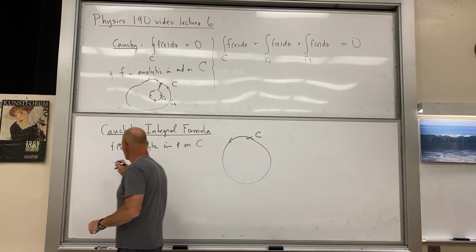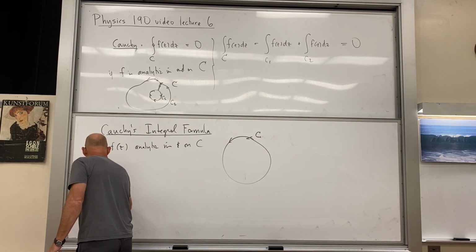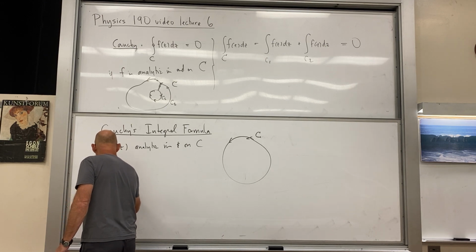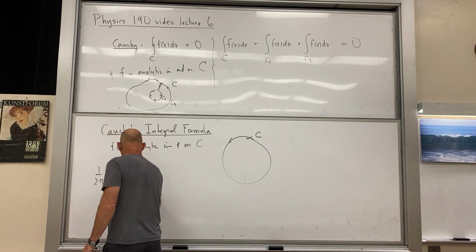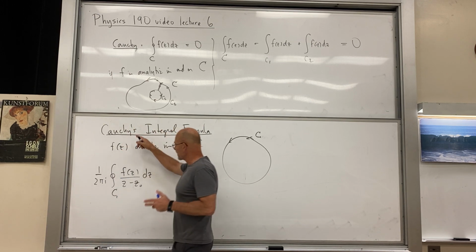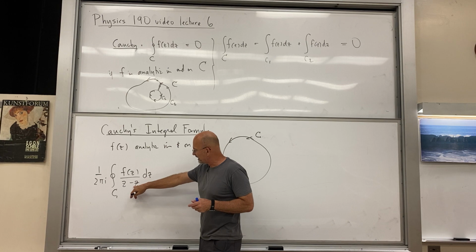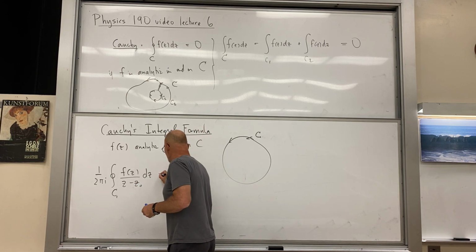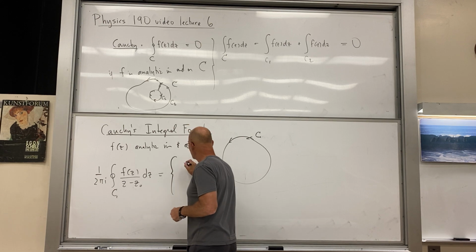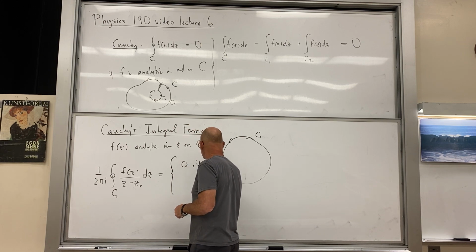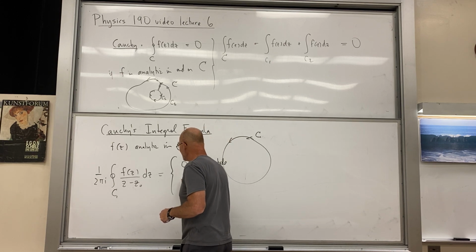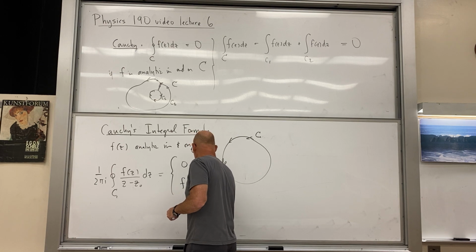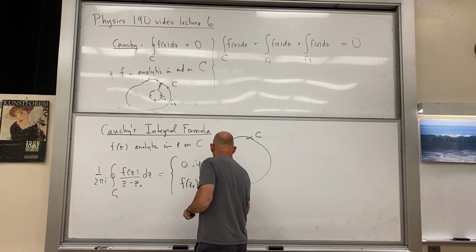Now I'm going to evaluate the integral 1 over 2 pi i, closed integral on C of f of z divided by z minus z sub 0 dz. So this whatever function I have divided by this z minus z sub 0, and this is going to be equal to 0 if z sub 0 is outside, and it's going to be equal to f of z sub 0 if z sub 0 is inside.